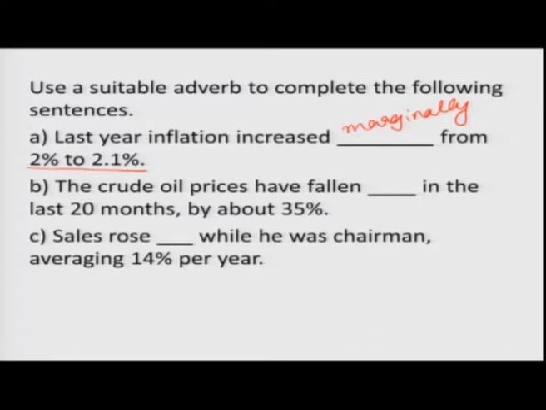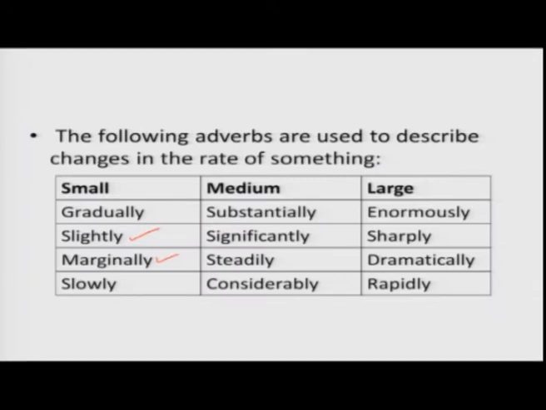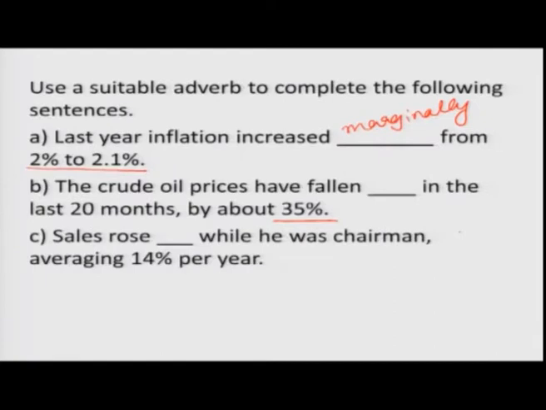Look at the second one. The crude oil prices have fallen blank in the last 20 months by about 35%. You think this is huge, this is very significant. So you can go back to the table and look at this column here. You can choose something from here. Say, the crude oil prices have fallen sharply in the last 20 months by about 35%. Look at number 3, sales rose blank while he was chairman, averaging 14% per year. Here again, 14% per year, you think this is very huge, very significant. So you can use something like dramatically here.